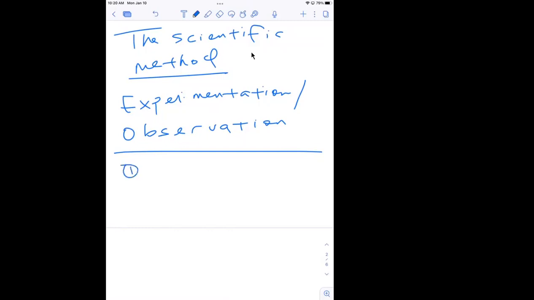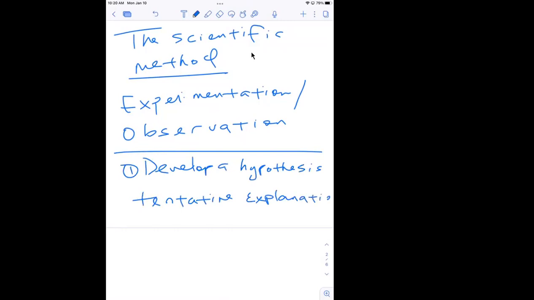So the first step in that scientific method is to develop a hypothesis, right? That's your tentative explanation of what you've observed, right? That's your, we used to say an educated guess, but it's a little bit more than a guess because it's based on some observation, right?